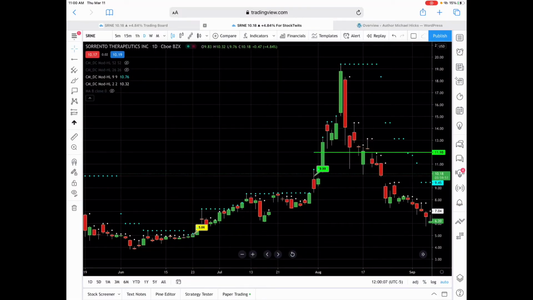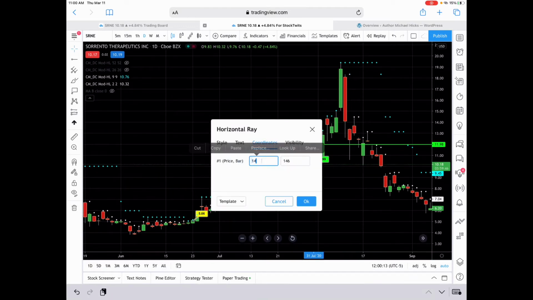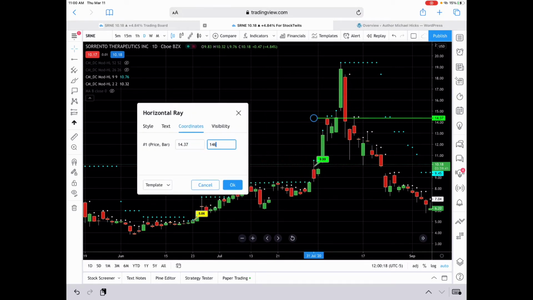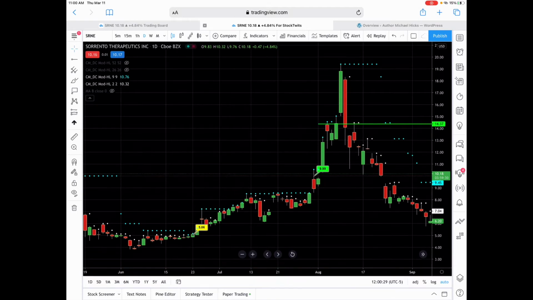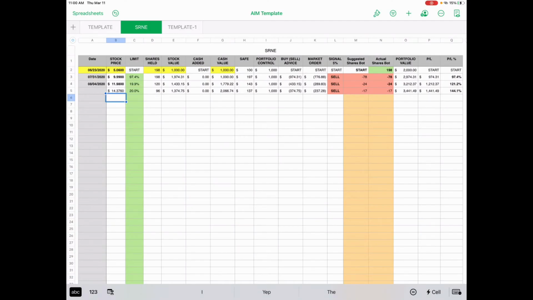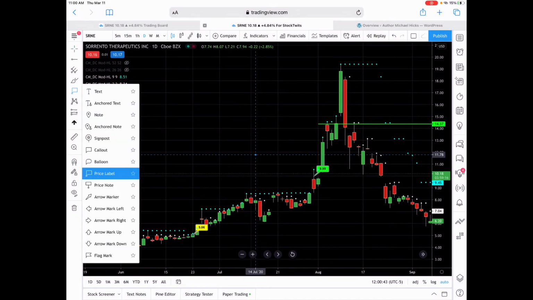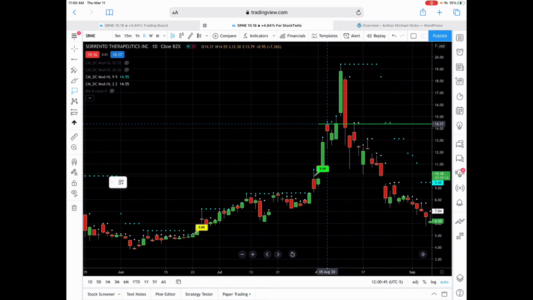All right, so let's see if we can grab this guy. Sometimes it's a bit of a pain on here. So 14.37. And let's adjust that. Looks like that's 1.48, something like that. Okay. Probably 1.47. All right. And look, just a few days later, you hit it again. Okay. So once again, 14.37. Add another price label here.